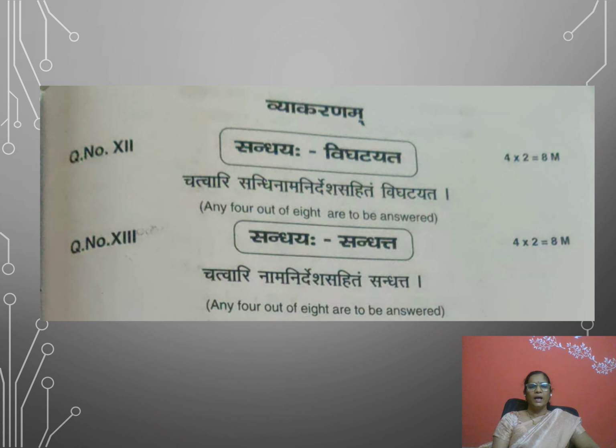That's it. And in question number 13, Chatvari Nama Nirdesha Sahitam Sandhatta. Sandhatta means add. Chatvari means 4. You have to add the words and write the Sandhi name. For this also you get 8 marks. In total, question numbers 12 and 13 give you 16 marks for Sandhi.